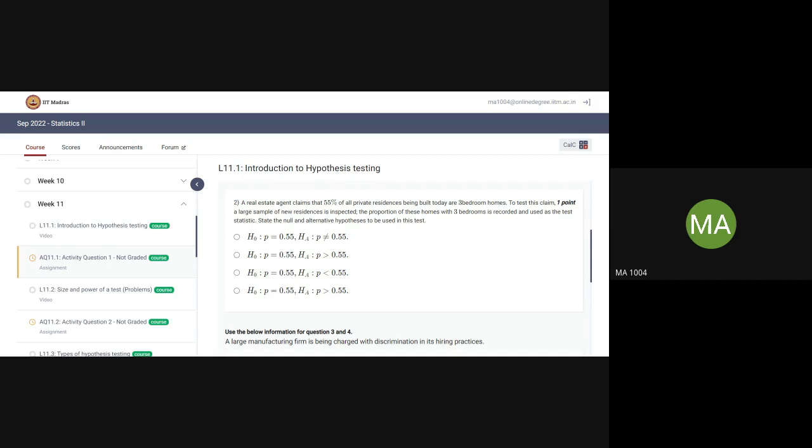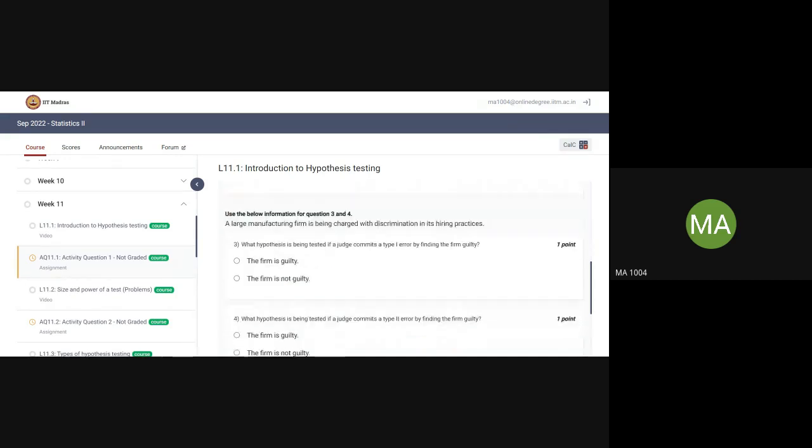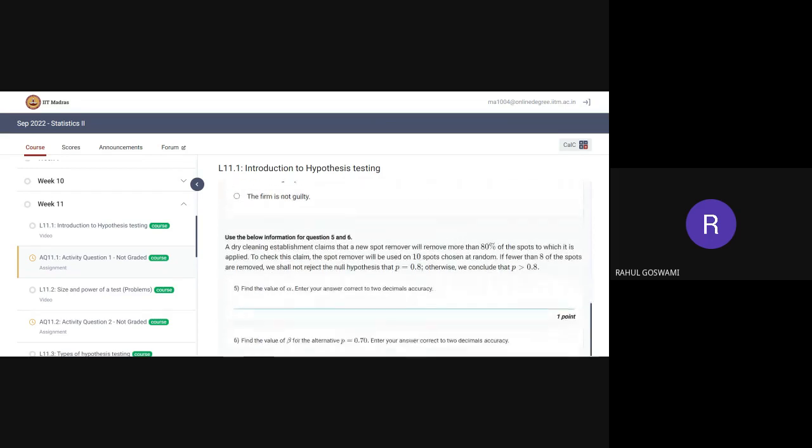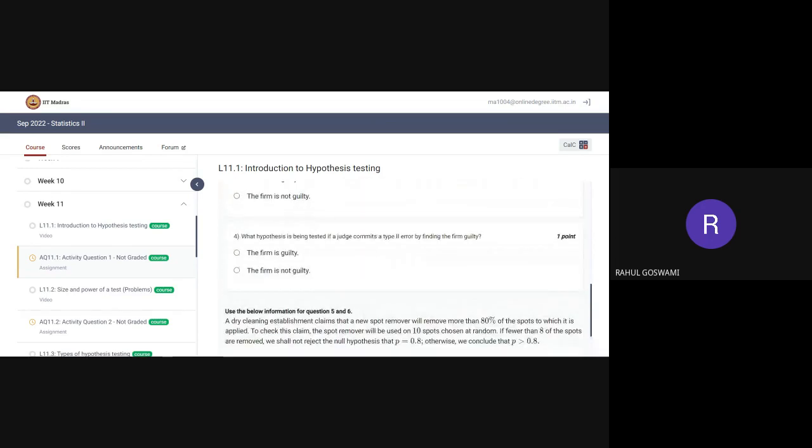So, is this clear? Yes, because he is claiming that it is 55. So H naught is P equal to 55 and alternative is P not equal to 55. So here I think there is no confusion regarding the answer, because we just want to check if it is 55% are 3-bedroom homes. So this is clear.